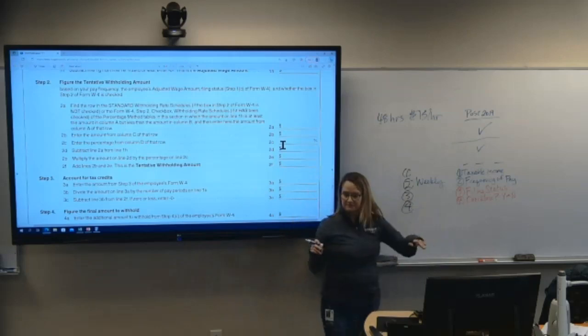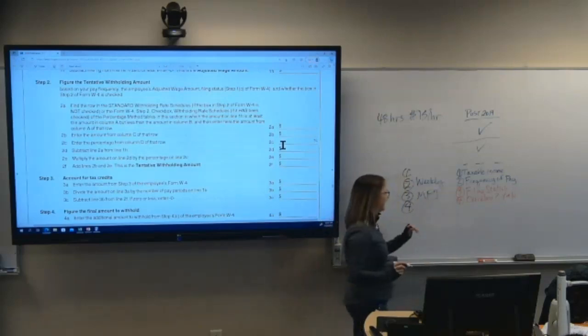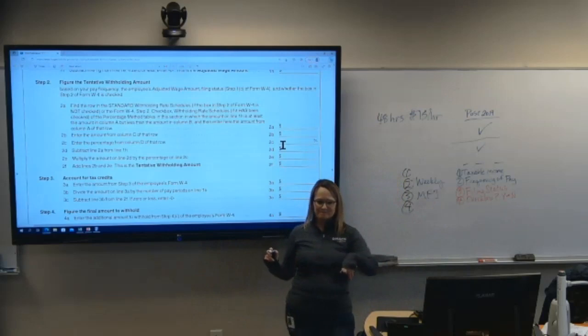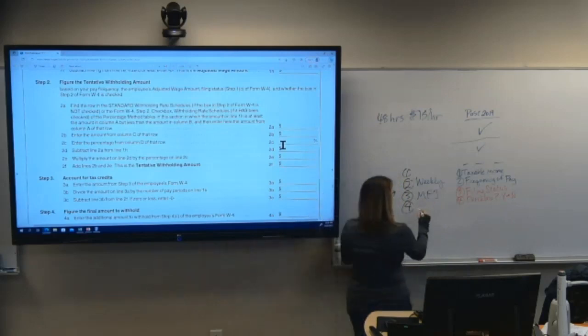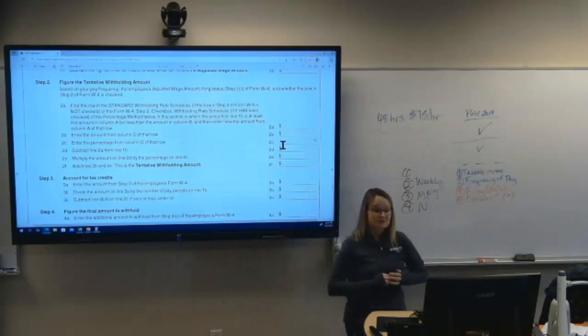What's the filing status? Married filing jointly. Checkbox, yes or no? No. All right. There's your information. See if you can figure it out.